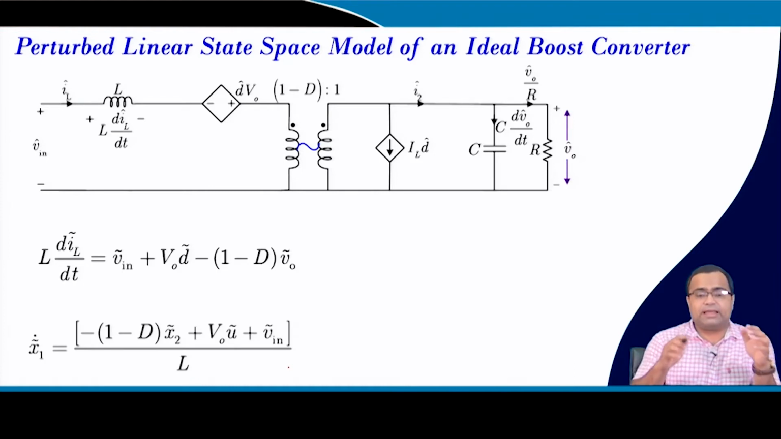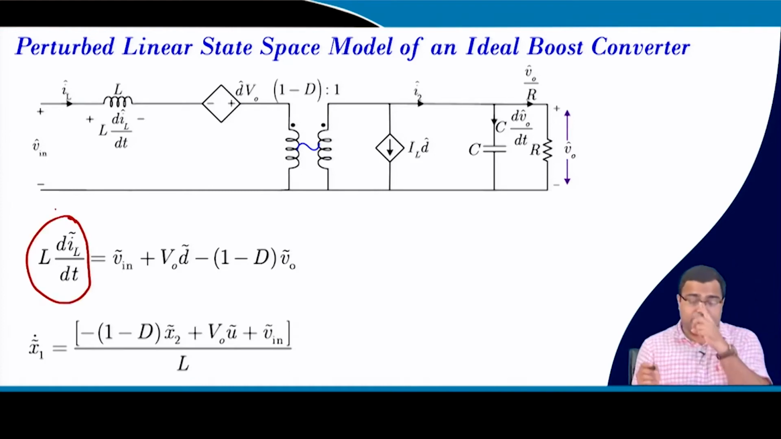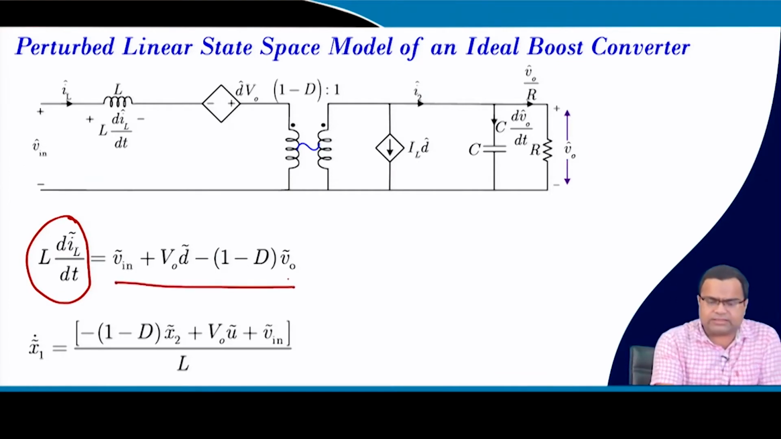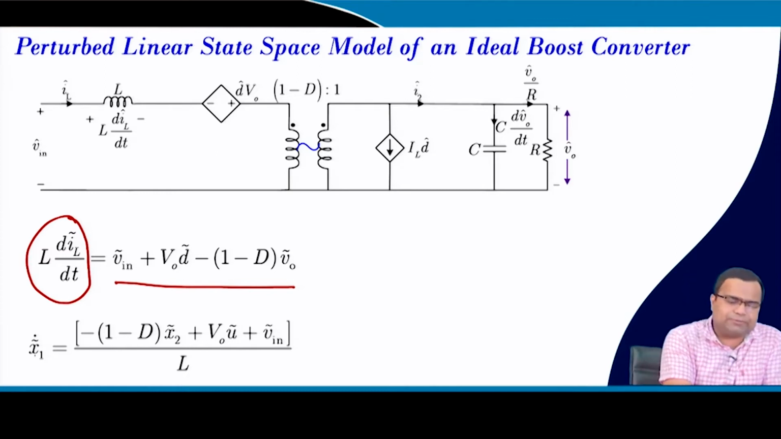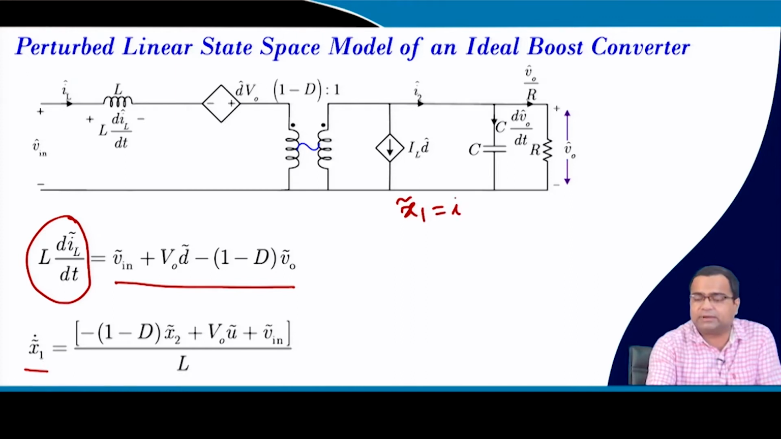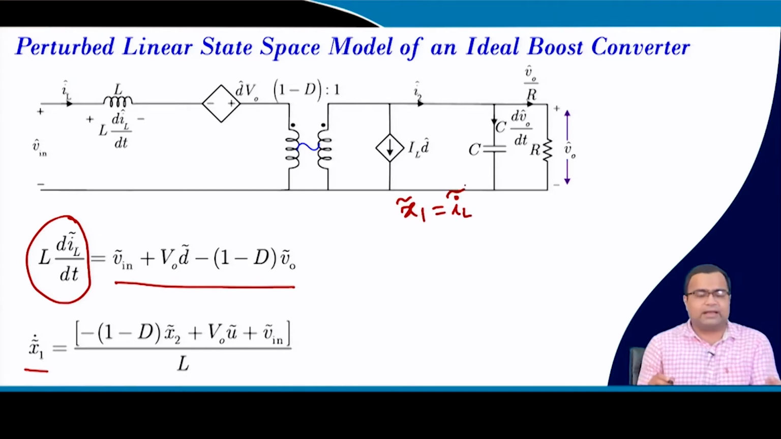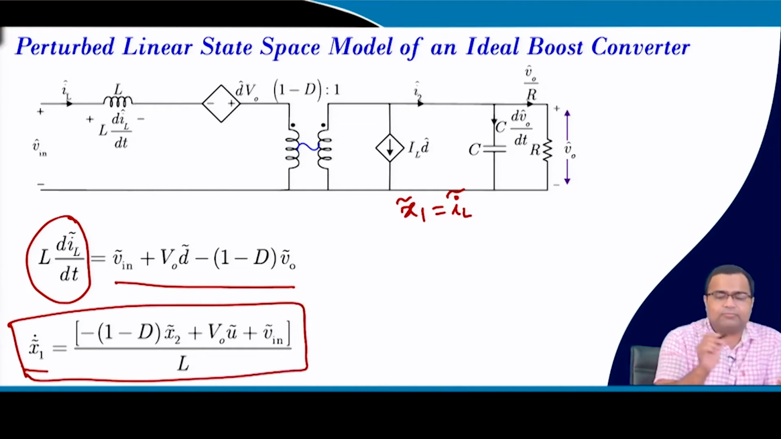If we write the dynamics equation of the inductor current, then this is a well known equation. This we have referred earlier in the AC equivalent circuit. So, if we write in terms of state space form x1 dot, which is nothing but dIL dt, because we have taken x1 tilde as the inductor current tilde, then we can obtain this model of the boost converter inductor dynamics.